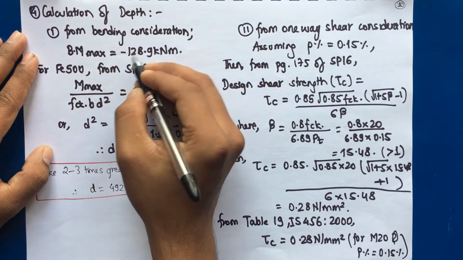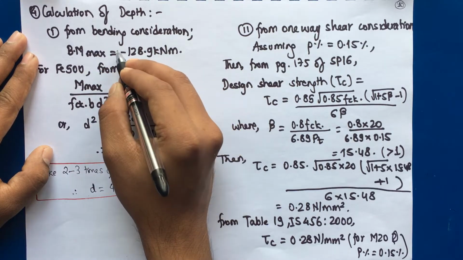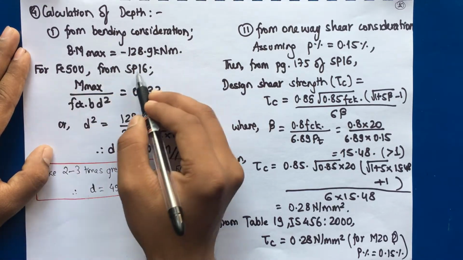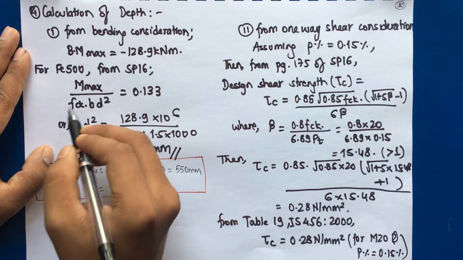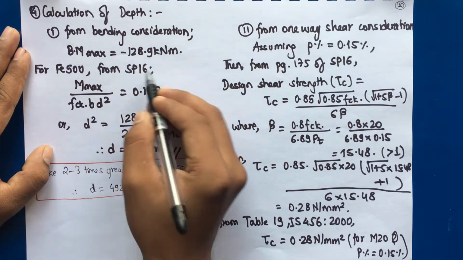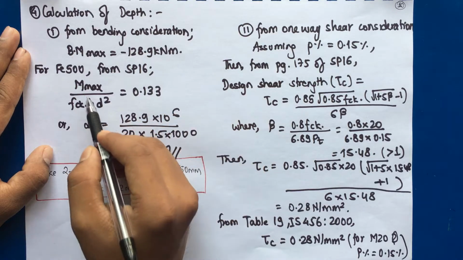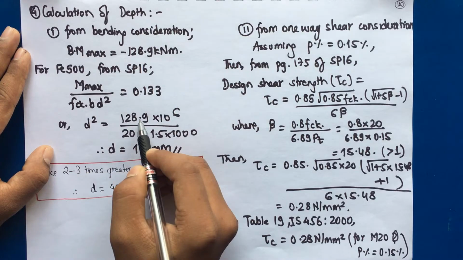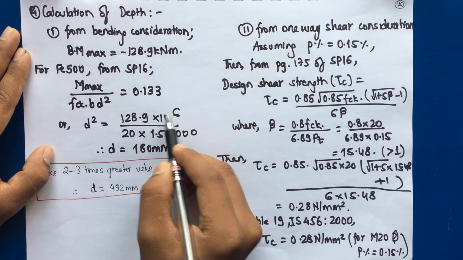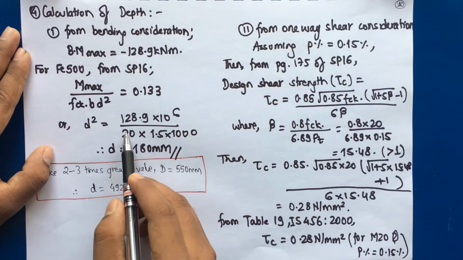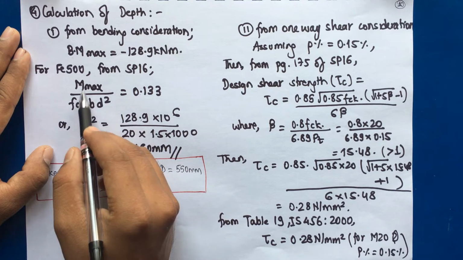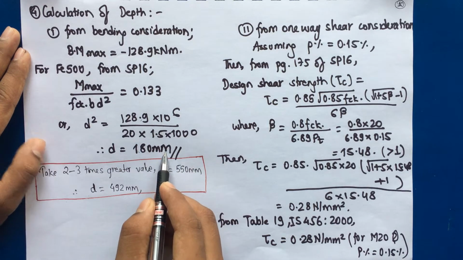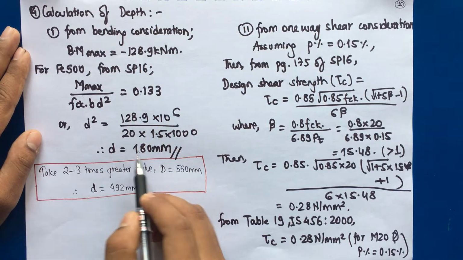The maximum bending moment was minus 128.9 kilonewton meter. Don't go with the sign, we are interested only in the magnitude. For Fe500 from SP16, Mu by fck bd square, from table C I guess, is equal to 0.133. On cross multiplying, d square is equal to 128.9 into 10 to the power 6, converting this into Newton mm, divided by 20 fck into 1.5, the width being 1000, converting this into mm. Finally we get d equal to 180 mm.